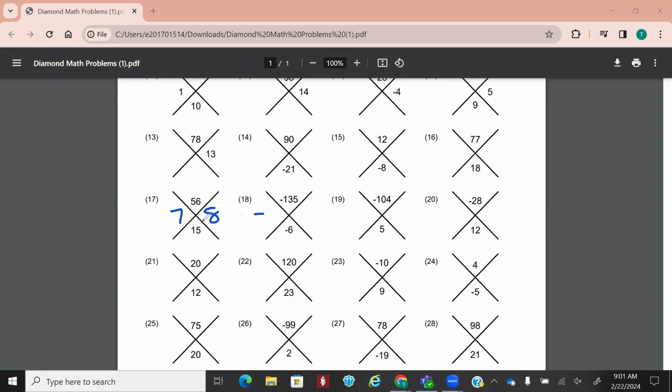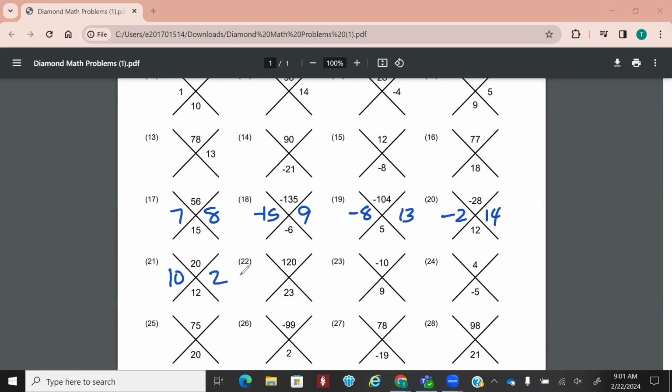Okay, sorry. I was like, that's not math. What happened? Okay, negative 104 and 5. What numbers? Okay, and then 20? Okay, and 21?